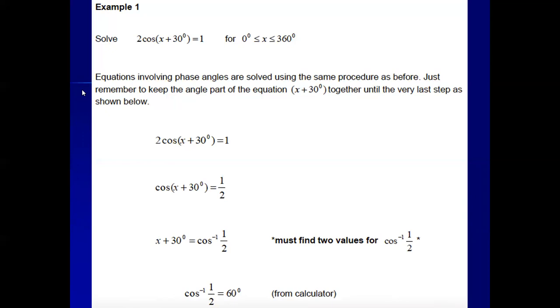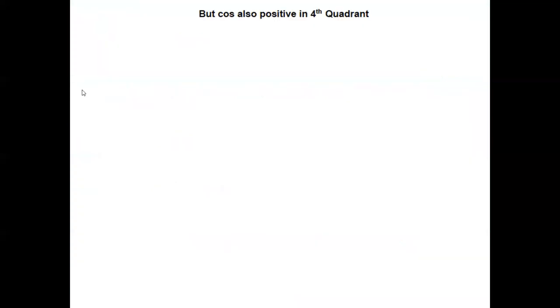Now, in order to find what this angle is, x plus 30, you just take inverse cos. On your calculator, it's cos minus 1 of a half. And when you do cos minus 1 of a half, you get 60 degrees. So far, we've solved an equation and we've just found the angle associated with x plus 30. So this is quite easy now.